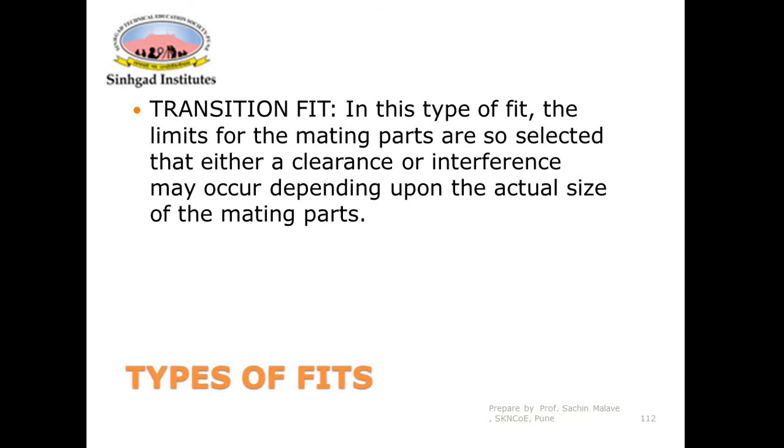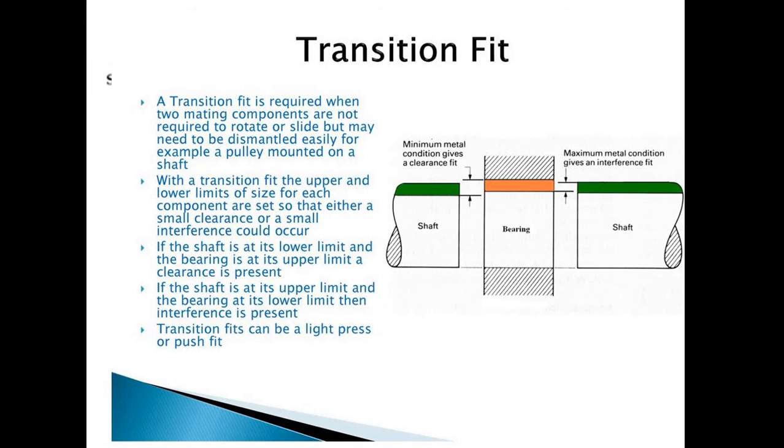Then transition fit is in between the clearance fit and the interference fit. In this type of fit, the limits for the mating parts are so selected that either a clearance or interference may occur, depending upon the actual size of the mating parts. So as you can see here, in the transition fit, various possibilities are there.